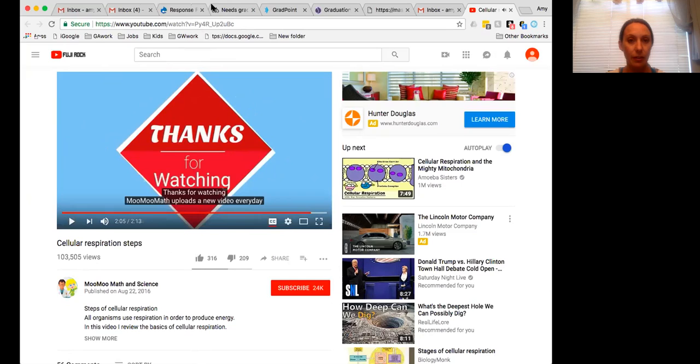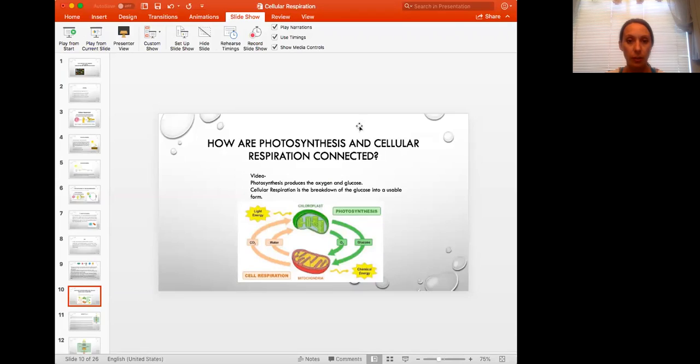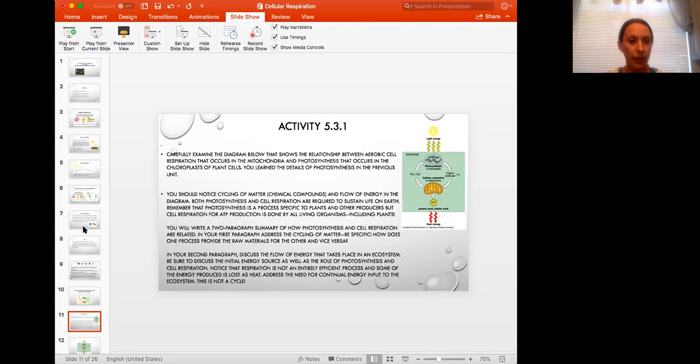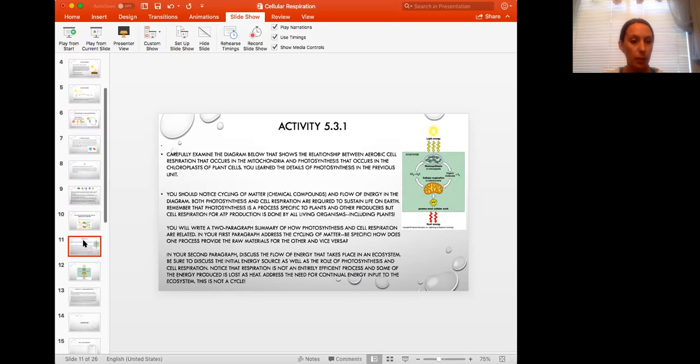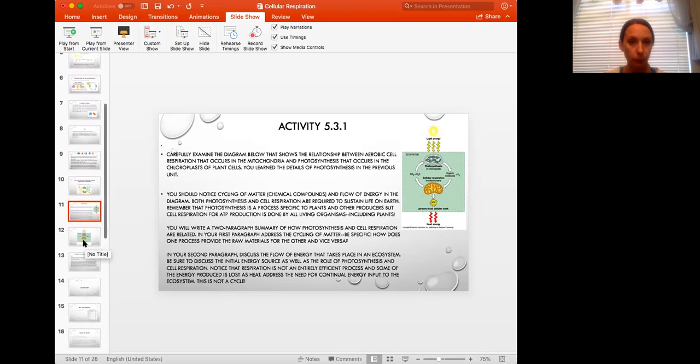Okay, so a little, another example, reiterating what we had just talked about. Okay, so let's take a look at that activity. It's activity 5.3.1. And what it's looking at is it's comparing cellular respiration and photosynthesis together. It's asking you, how do they rely on each other?